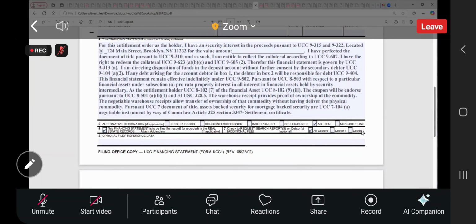Now, if you have a warehouse receipt, and I'm going to get to that clarification because a lot of people don't have clarification, but I'm going to show you. If you have a warehouse receipt, you want to check bailee or bailor, and I'm going to show you why. So you check bailee or bailor if you have the warehouse receipt. A financial statement is what? A perfected security interest. So if you have a warehouse receipt, by checking this box, it shows that you have a perfected security interest over the warehouse receipt.